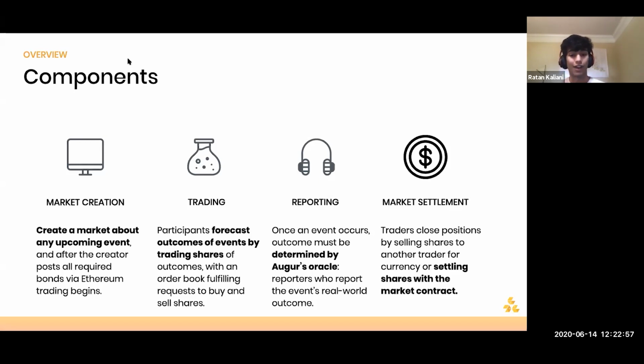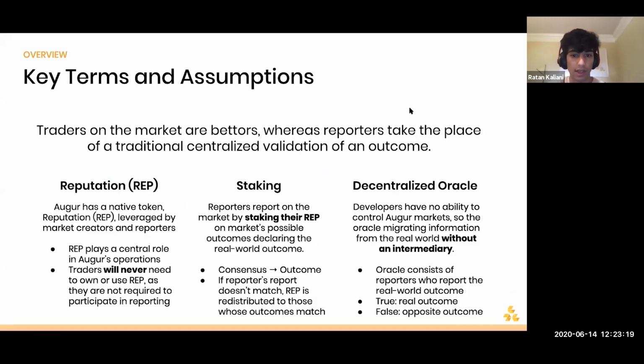In the vast majority of cases, that's just going to be reporting, oh, this happened. But in cases where it is ambiguous, there is an ability to resolve the market as invalid, or also resolve the market in a way that's actually effective to what the users want, which is what a prediction market should be. So yeah, we'll now move into key terms and assumptions.